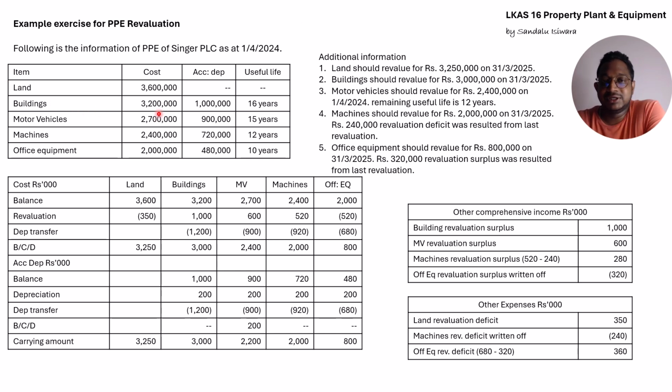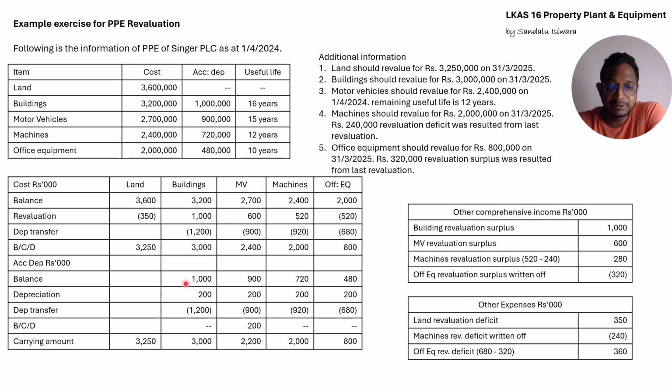Buildings cost you 3,200,000 and the useful life is 16 years. So 3,200,000 divided by 16, the current year depreciation is 200. You have to record that 200 depreciation and then do the revaluation. At the revaluation point, the total accumulated depreciation as at the closing date, you have to transfer from the accumulated depreciation account to the cost account.